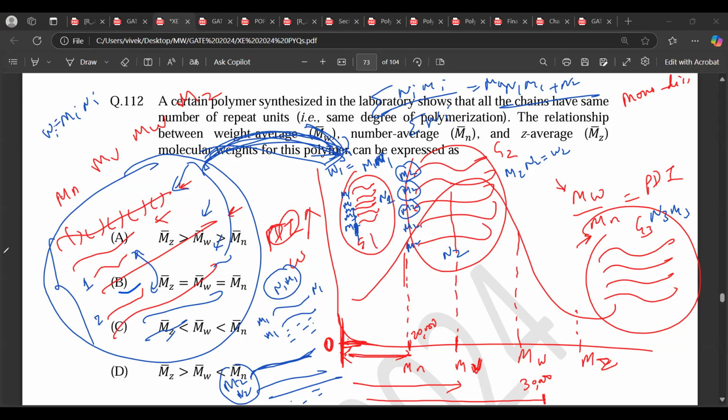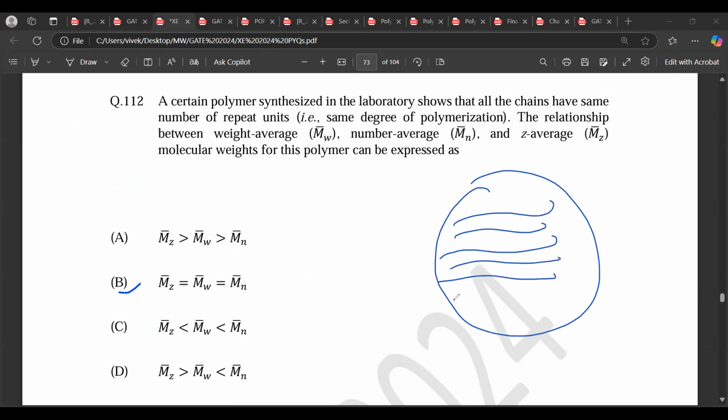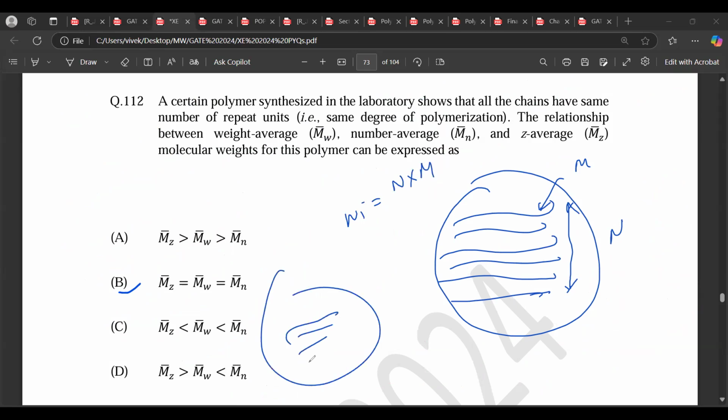Now in monodisperse, this is a polymer where all the polymer chains are the same. There is no other group, not at all. So you have, let's say, n number of chains, with each chain having molecular weight m. So total Wi is going to be n into m. That's it. There is no other group with a different n2 m2.